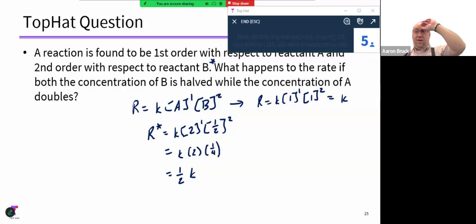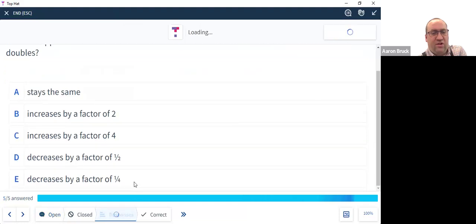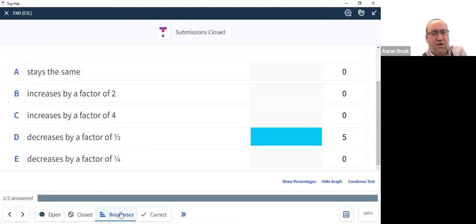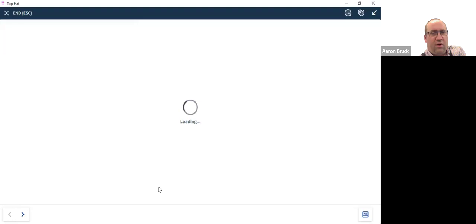So if I'm comparing my second rate, the one that has the conditions specified in the problem, has half of the rate of the first one. And so that should have given us letter D here, and good, we're all there.